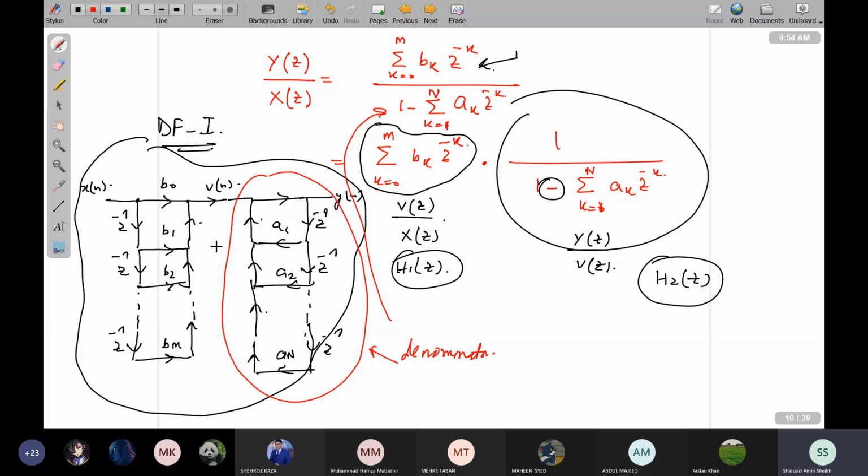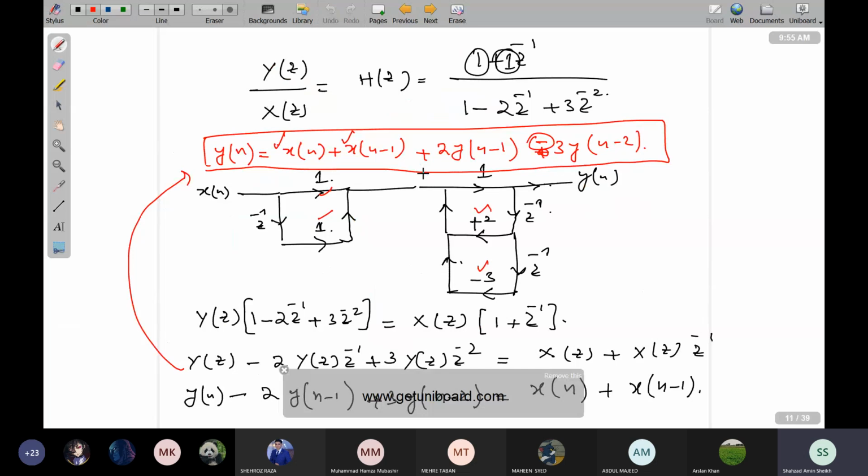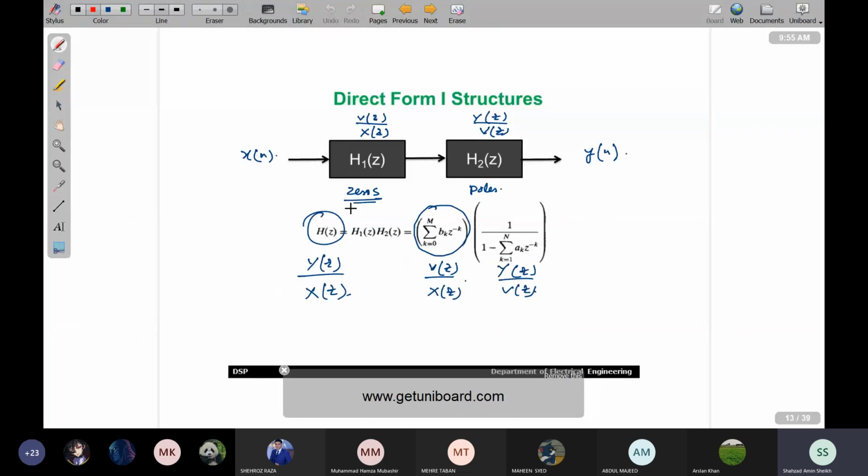And that portion is associated with the zeros of the numerator. This is your numerator, and you are cascading both of these systems. H1(z) is V(z) over X(z), and H2(z) is Y(z) over V(z). H1(z) is the zeros or the numerator, and H2(z) is the polynomial indicating the poles. So that's the thing: you cascade both systems, and this is my direct form 1 structure. Questions, please.